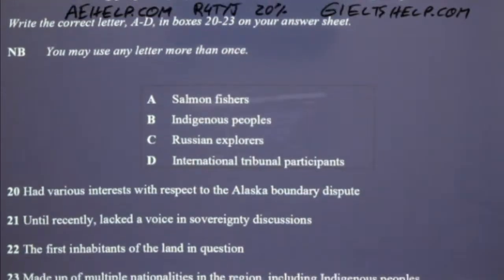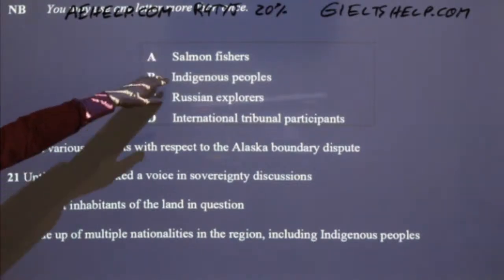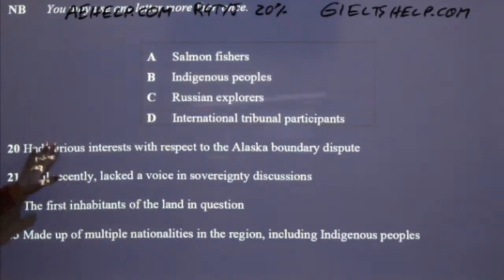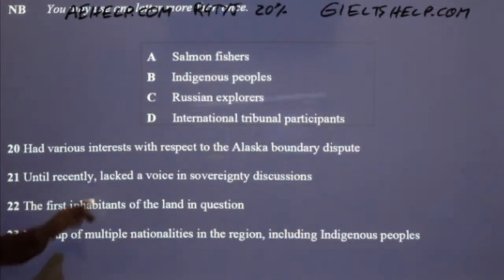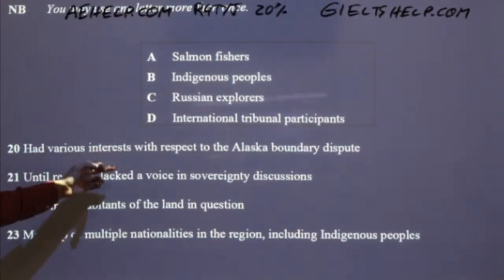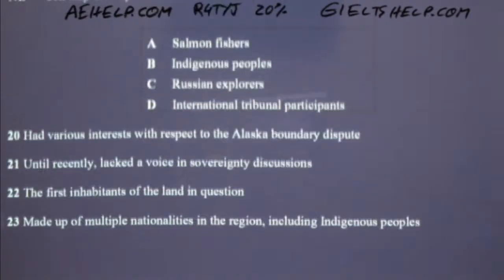Now, these are all going to be in the passage. All of these types of people will be in the passage, and all of these choices will be here too, because it's 1, 2, 3, 4 different groups of people, and 1, 2, 3, 4 different facts or points. So this is matching information, and it is all in the passage.